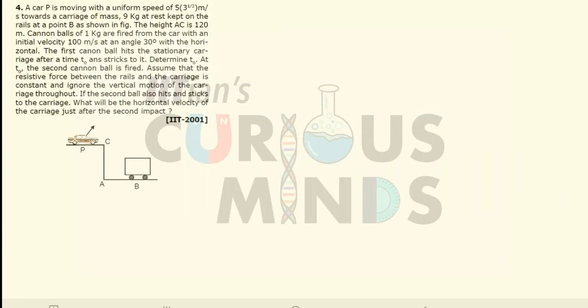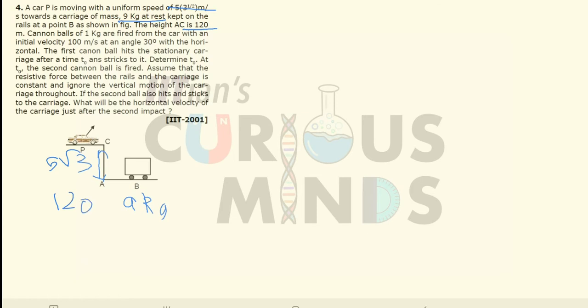A car is moving with a uniform speed of 5√3. The velocity of the car is 5√3 towards a carriage of mass 9 kg. The mass of the carriage over here is 9 kg, kept at a certain distance. The height AC over here is equal to 120.